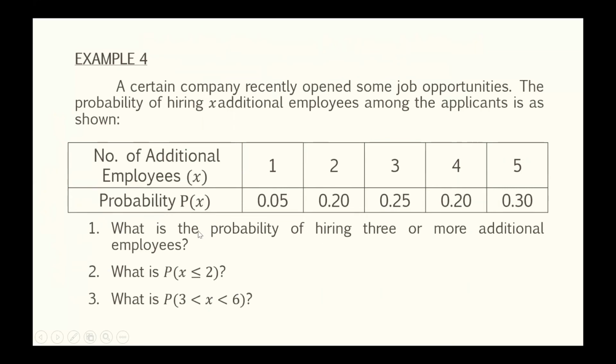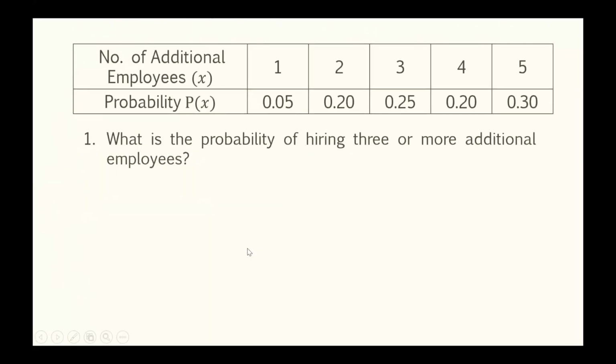The questions: number 1. What is the probability of hiring 3 or more additional employees? Number 2. What is the probability of X less than or equal to 2? The values of X here are the number of additional employees. Number 3. What is the probability from 3 or between 3 and 6?